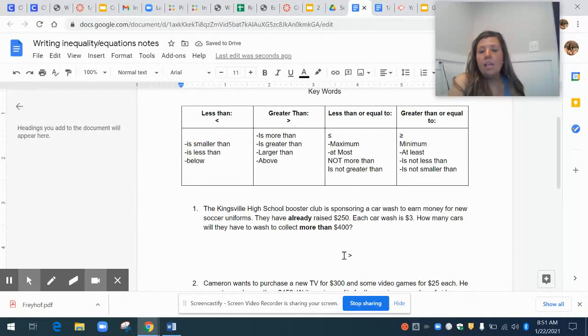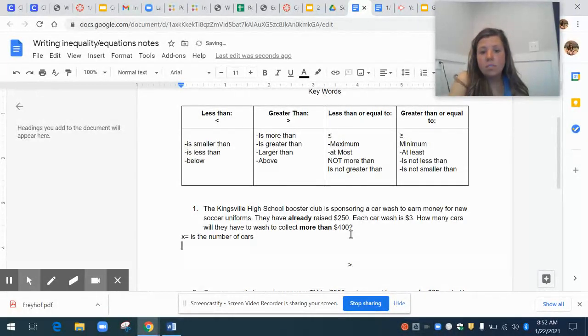Okay. Then it says each car wash is $3. How many cars? So my X in this case, X is the number of cars. Okay. And this is just like we've done before. You should write what each thing represents in the word problem. So $250 is how much they've already raised. Okay. And $3 is the cost per car wash.